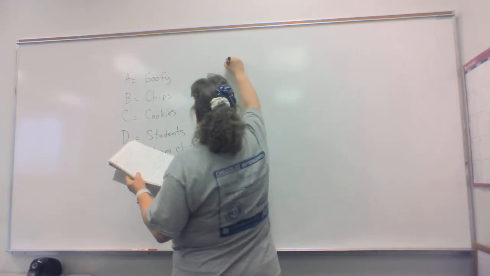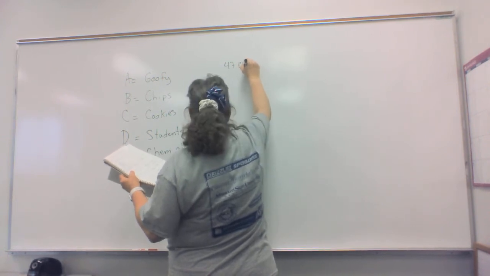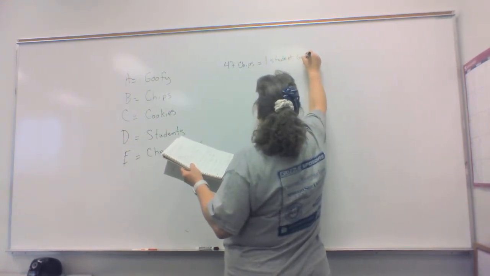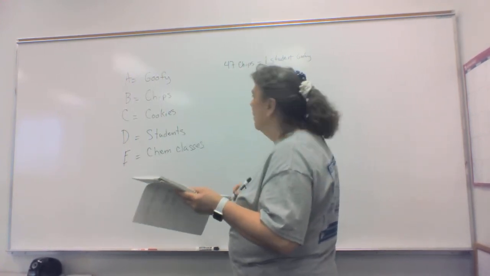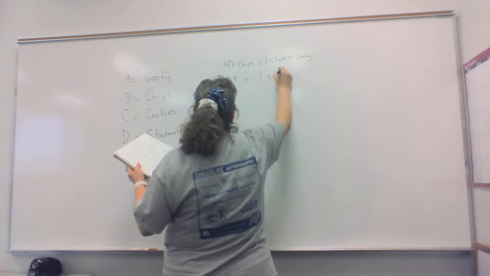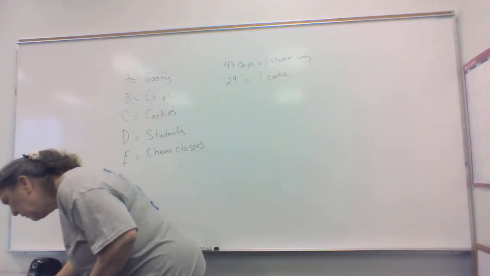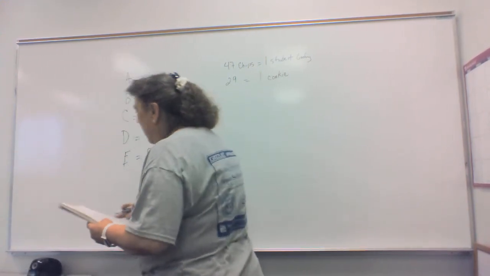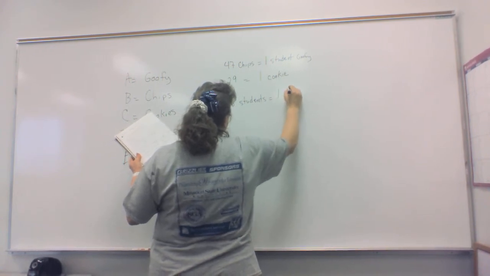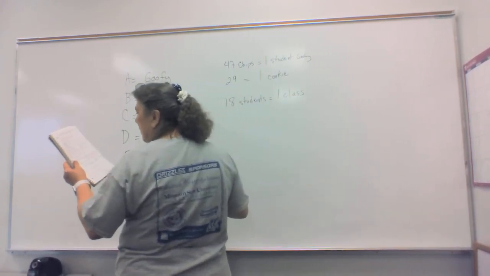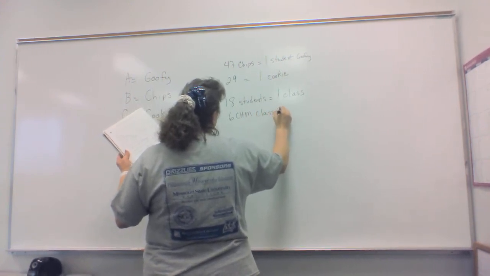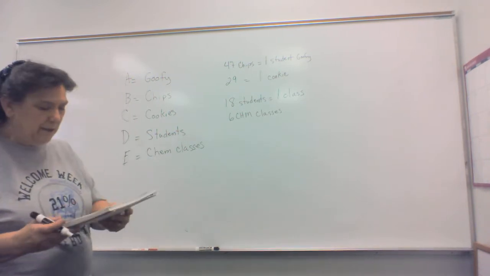Well, one equivalency is 47 chips for one student goofy. 29 chips equals 1 cookie. And there are 18 students to one class. The other information that we have is there are 6 chem classes. That one doesn't have an equivalency, but we do need the number of classes.